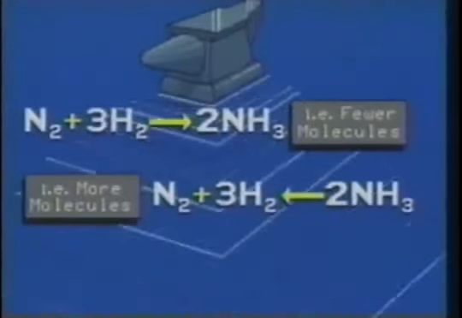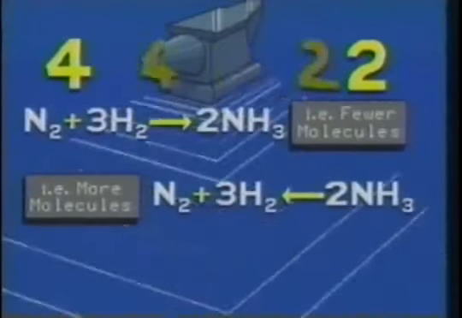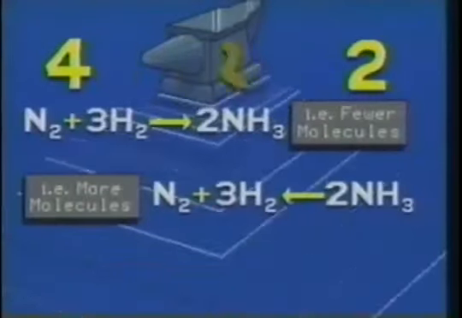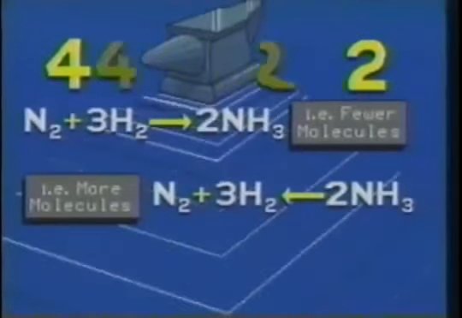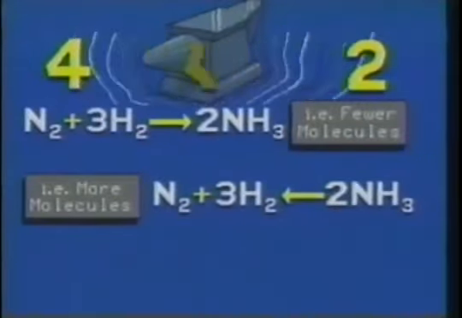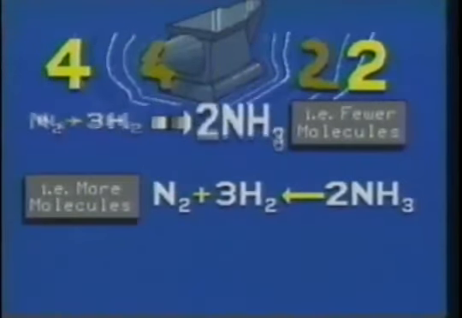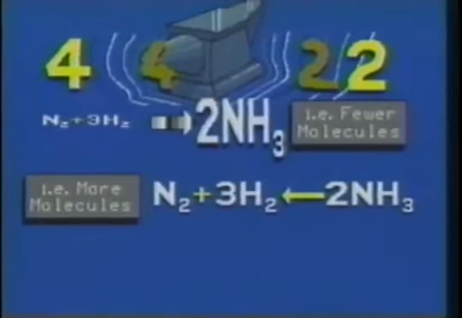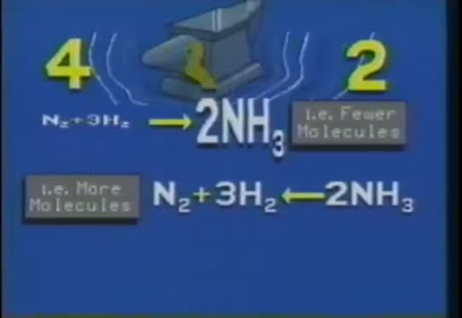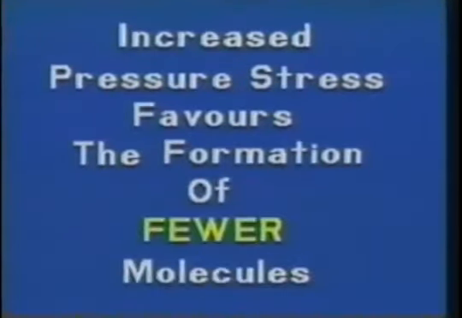Le Chatelier says we should look for the tendency that opposes this stress. The formation of ammonia reduces the number of molecules. This reaction increases to relieve the pressure stress. And once again, experimentation confirms more ammonia is formed until the reaction reaches a new equilibrium. In this case, the conclusion is a pressure increase favors the formation of fewer molecules.